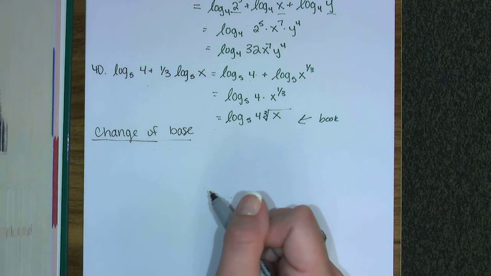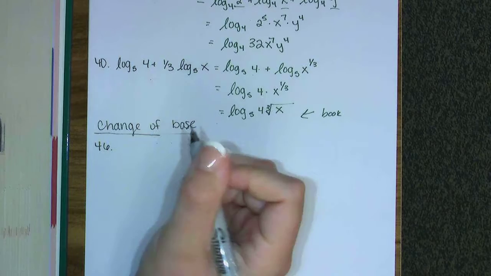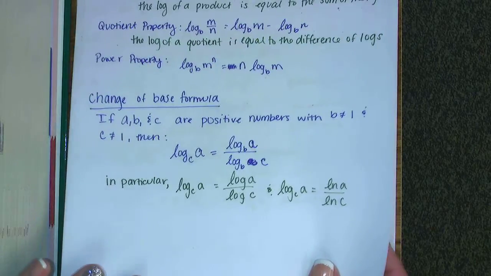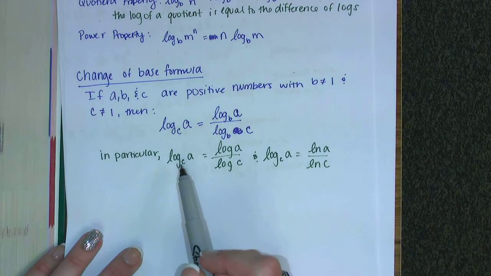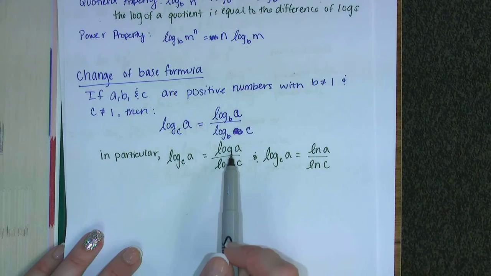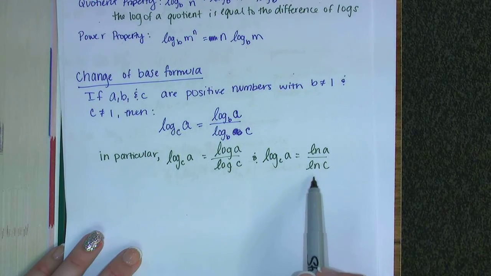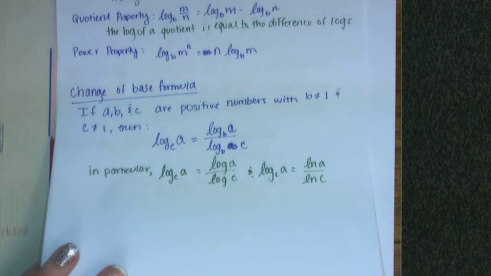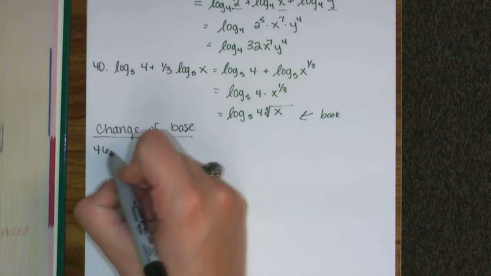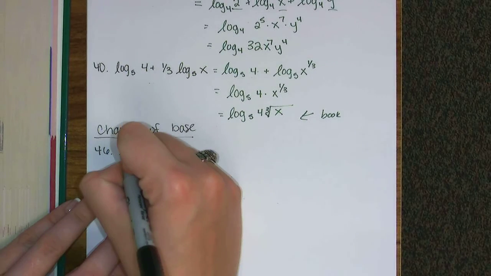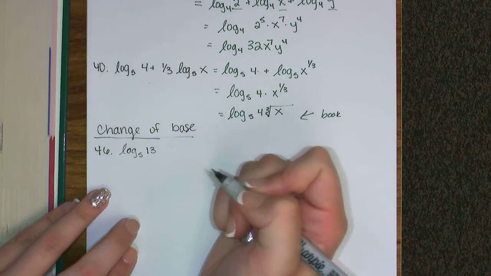So, all right, 46. So quick refresher, change of base formula here. It doesn't tell us what base we want it in, so I'm just going to use this log of A over log of C all the way down, okay, or ln of A over ln of C, so we'll show both for some different problems. But 46 is log base 5 of 13. Now, this is where I will make a comment.